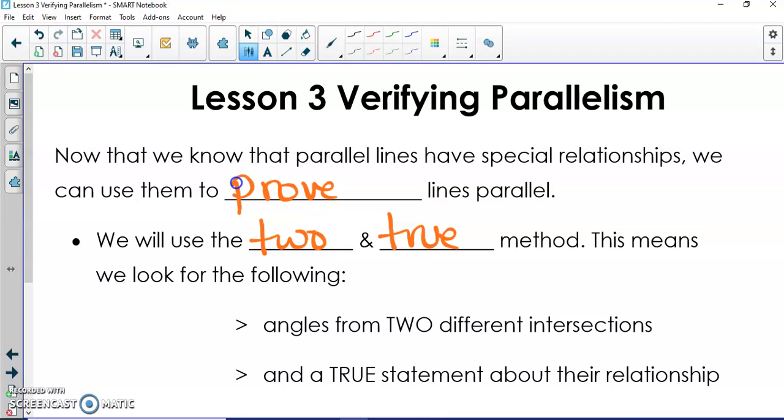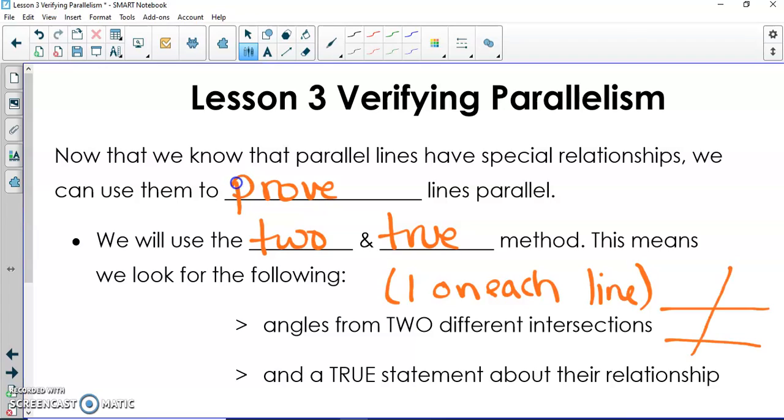That two and true method means that we need angles for two different intersections, so that means I have one on each line. What I mean by that is if we have these two hopefully parallel lines and I label these, I am going to have one of my angles be on the top and one be on the bottom. So I have to have a 1, 2, 3, or a 4 with a 5, 6, 7, or an 8, and a true statement about their relationship.